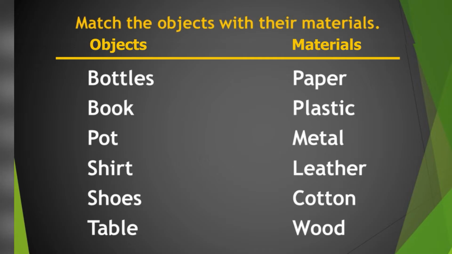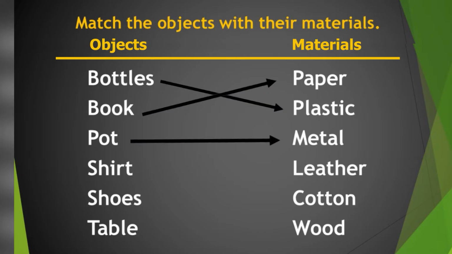Now can you tell me what material makes the bottle? You're correct. The bottle is made of plastic. So match it to the plastic. Can you tell me what material the book is made of? You're correct again. It's made of paper. Do your little matching. Can you tell me what material the pot is made of? You're correct again. The pot is made of metal.